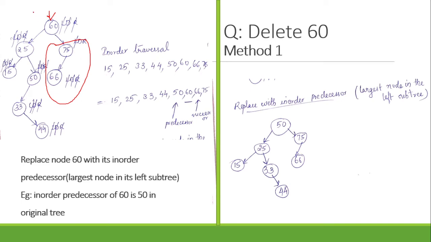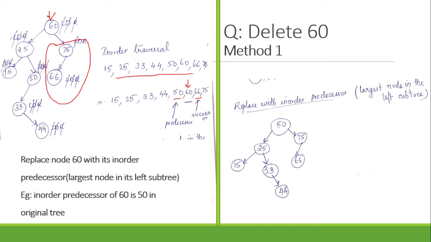First, I have done an in-order traversal on this tree using the algorithm we have learned in the previous video. So, this is the result of performing the in-order traversal of this tree, and we are going to delete the root node which is having value 60. So in the in-order traversal, 50 is the predecessor, 66 is the successor. In-order successor and in-order predecessor. We will see both the methods.